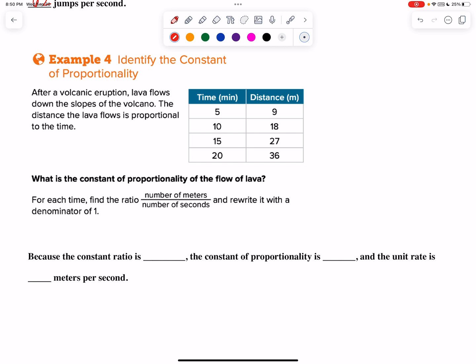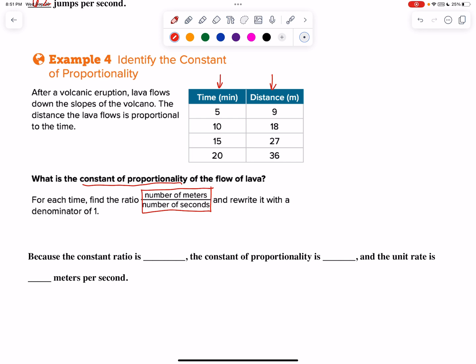Anyway. All right, so what's the constant of proportionality of the flow of lava? Now they're telling us this order though. They want to know meters per second. So the order matters, that's what they want to know, okay? And so we have to look at the order. So take a look, here's meters, here's minutes. So what needs to go first, the 9 or the 5? If you said 9, you're right, because meters has to go first.